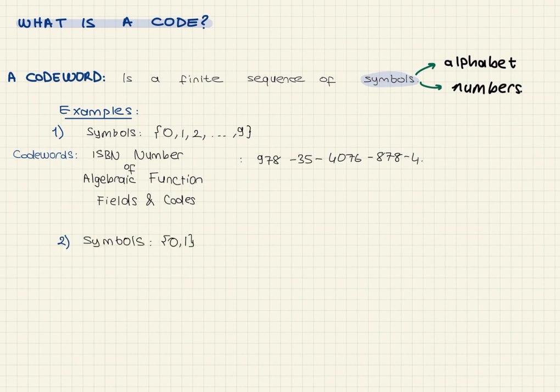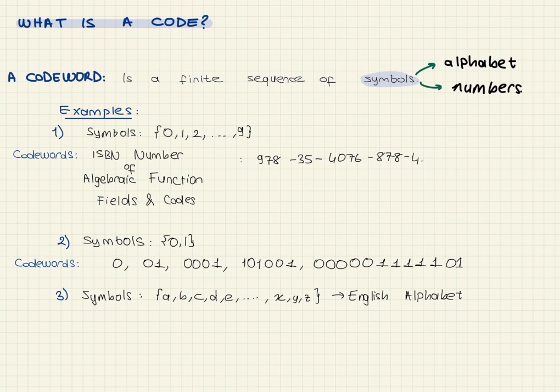For the second example, we take the symbols to be the set of 0, 1. 0 is a code word of length 1, 0, 1 is a code word of length 2, we have 0, 0, 0, 1, and 1, 0, 1, 0, 0, 1, and there can be even longer code words such as this. Consider the English alphabet for the last example. You can see any English word as a code word then, and there is more. A is a code word of length 1, GCD is another of length 3, there is IBN, and there is this. Let me clean some space and continue.